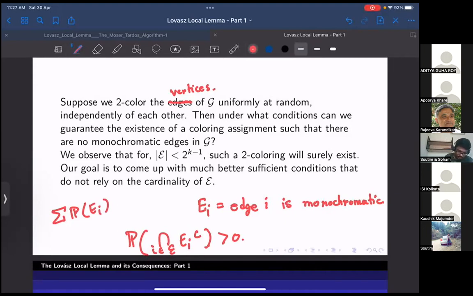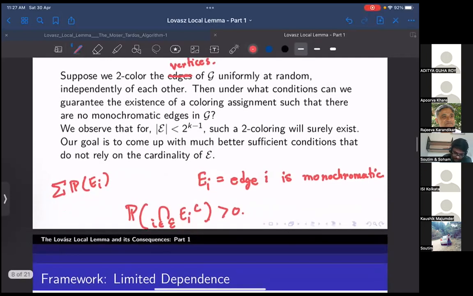In such a case, what is the probability that an edge is monochromatic? An edge is nothing but k many vertices. So there are k many vertices, and you have two ways of independently coloring each of these vertices.